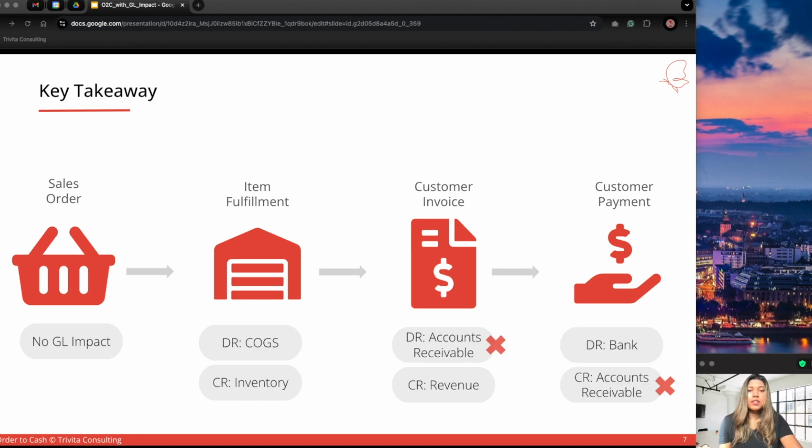So at the end, you cancel out the balance in your AR, and what's remaining basically is, well, you sold some stuff to your customer, you received payment for it, and these are recorded on your balance sheet. On the other hand, you also need to record the revenue you earned and the costs you incurred, and those are recorded on your income statement. So understanding this GL impact is crucial for maintaining accurate financial records and ensuring your business's financial health.